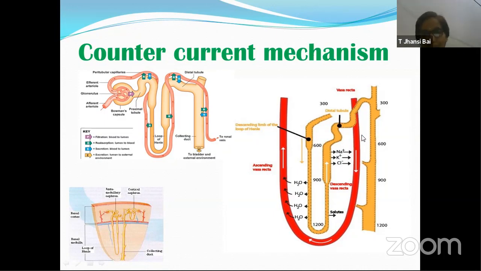Next, another place where we find this countercurrent mechanism working is in the blood capillary surrounding this loop of Henle, which we call the vasa recta. What happens here is that sodium ions which come out of the ascending limb, part of them enter very easily, they diffuse into these blood capillaries. Even water diffuses in.